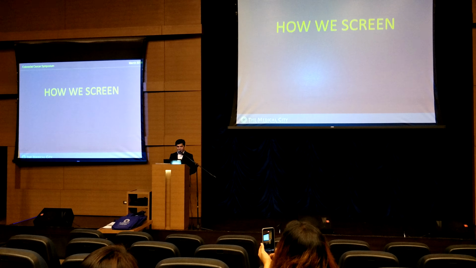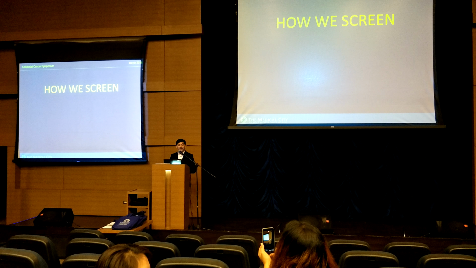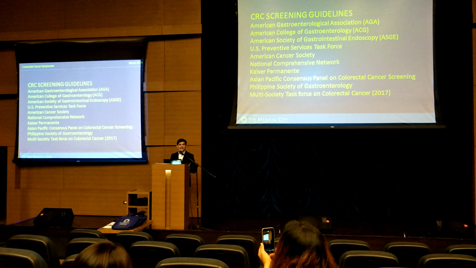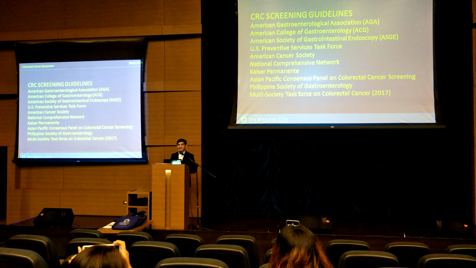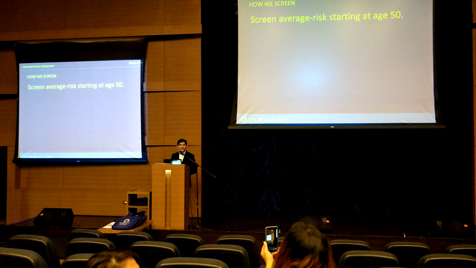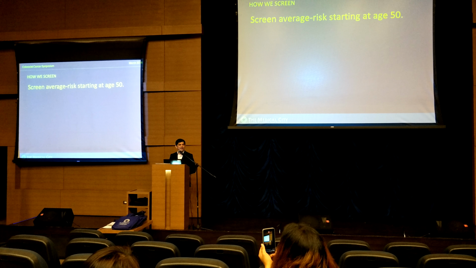So now, how do we screen? We know why we screen, we know who we screen. This is the last question we need to answer: how do we screen for colorectal cancer? This is a list of all the professional societies we have in the US, in Asia Pacific, in the Philippines, and basically all of them agree on the following: that we need to start screening at the age of 50. This we call average risk.